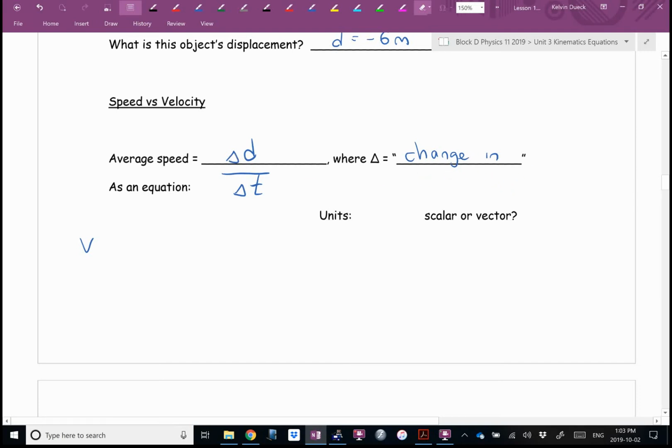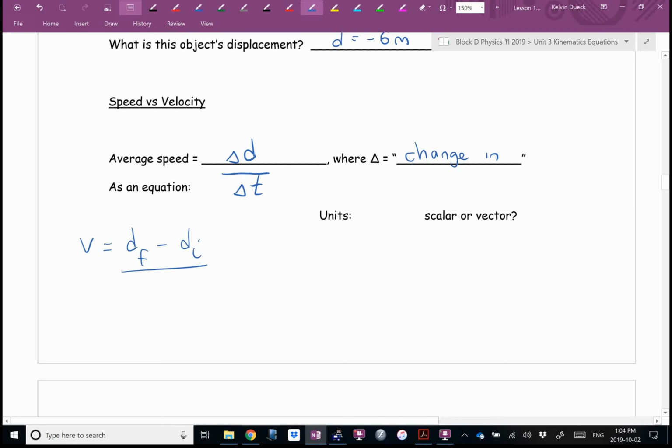Caleb, what's change in anything? I always ask if someone knows. What's change in anything? If you look at your green sheet in the top right corner, you'll see that I've told you that triangle does mean change in, and also that change in anything is always something minus something. So if I want to turn this into an equation, it's going to be d final minus d initial all over, and then look up.